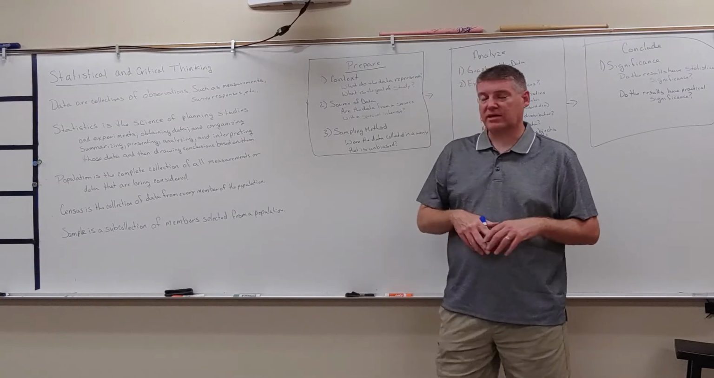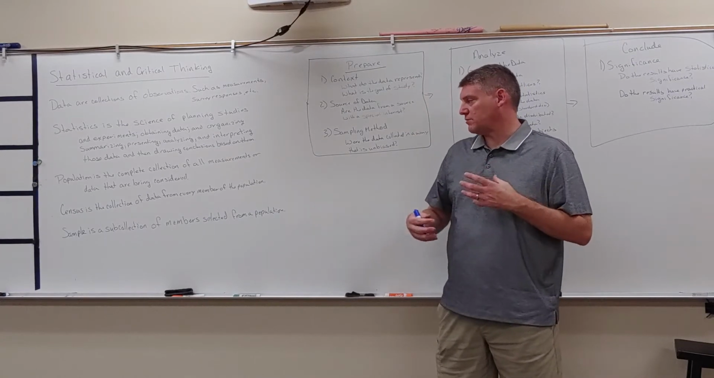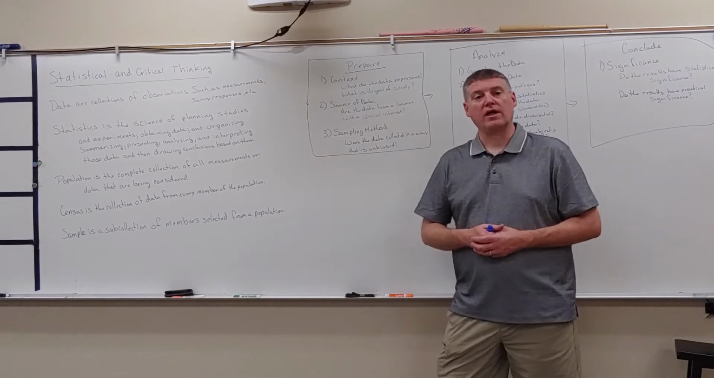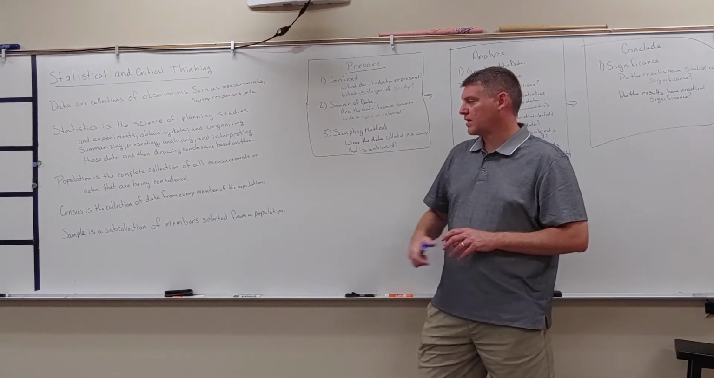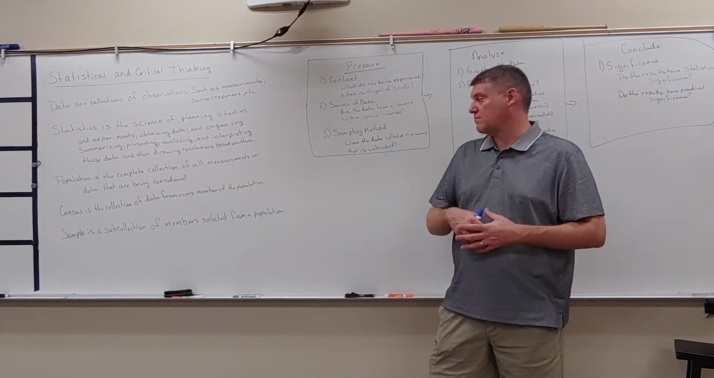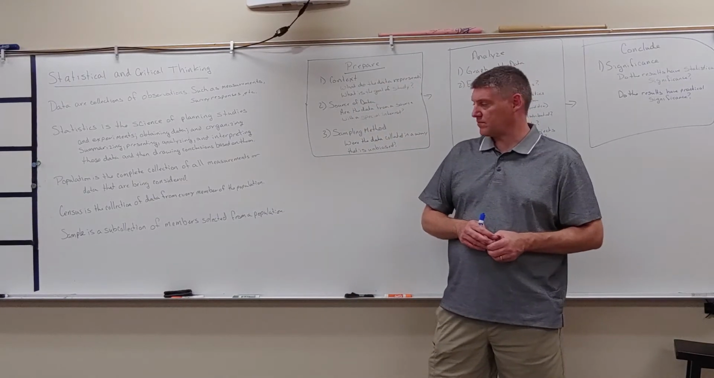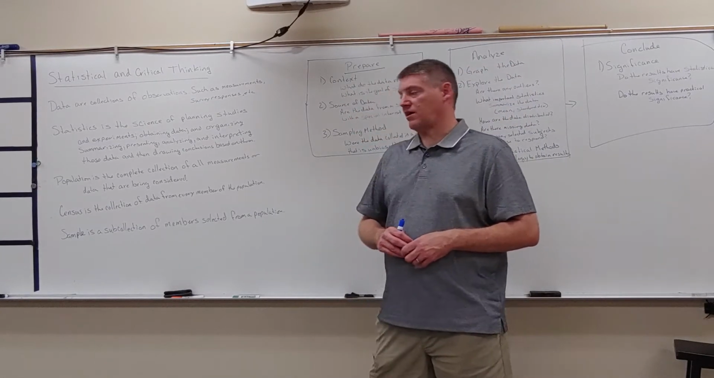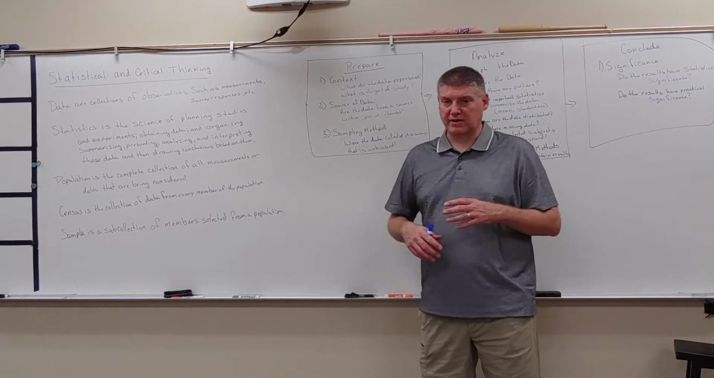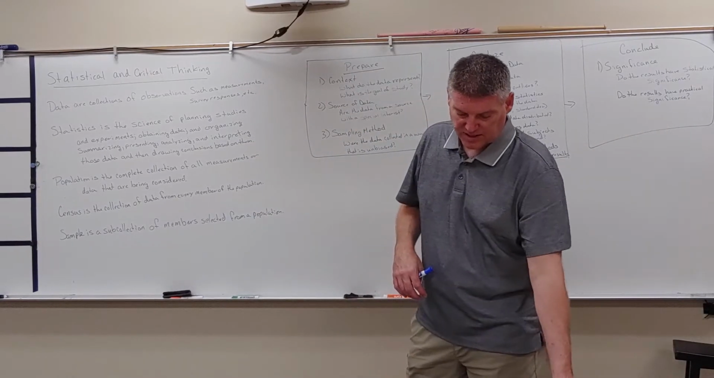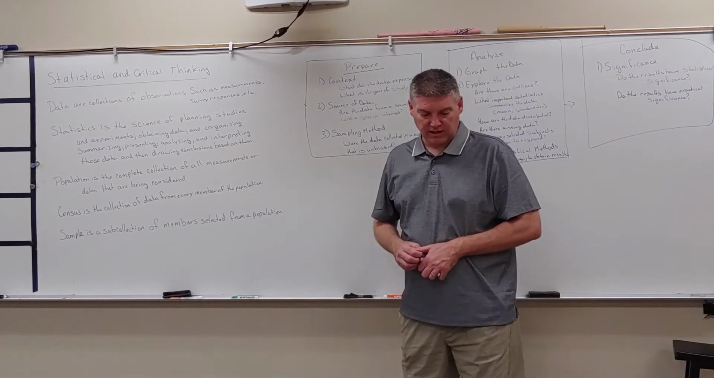Population is the complete collection of all measurements or data that is being considered. It's the total. It's everything you're looking at. A census is the collection of data from every member of the population. A sample is a sub-collection of members selected from the population. So these are just some definitions that we want to look at.